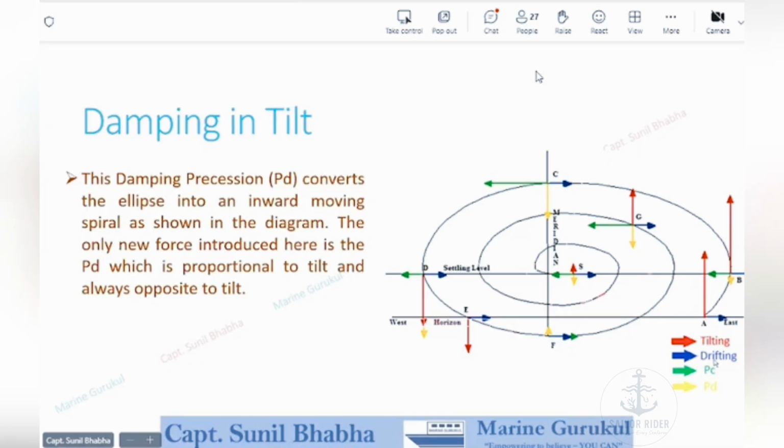Now in this diagram, you see 4 total forces are there, which we just now discussed. That is tilting, drifting, control precession, and damping precession. So we have added up only one new force here, which is the damping precession. And we know that the damping precession is proportional to tilt, and it is always opposite to the direction in which it is tilted. If the spin axis is tilted upwards, the damping precession is down, and if the spin axis is tilted downwards, the damping precession is up.